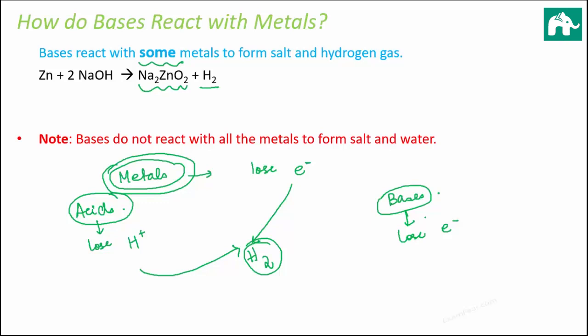So the reaction will not be able to take place, and as a result, in most of the cases, the reactions do not take place, and bases do not react with most of the metals. In fact, zinc and aluminium are few exception metals which react with bases. Zinc and aluminium are examples of few metals which react with both acids and bases, and as a result, they are termed as amphoteric.